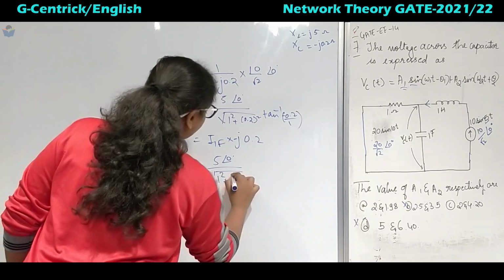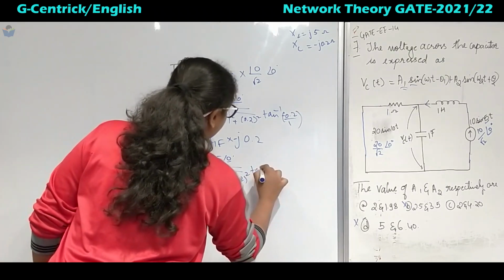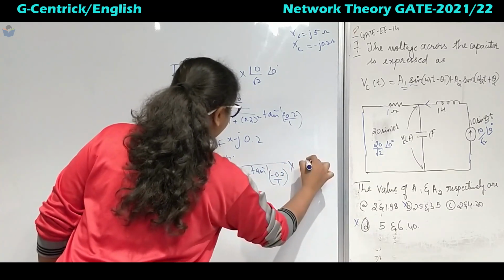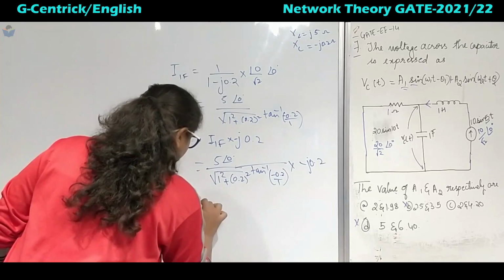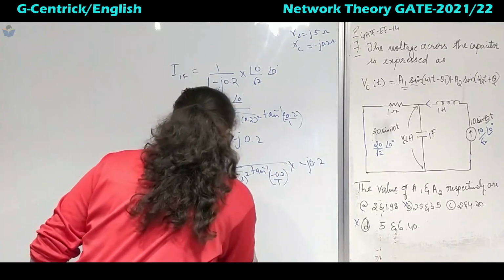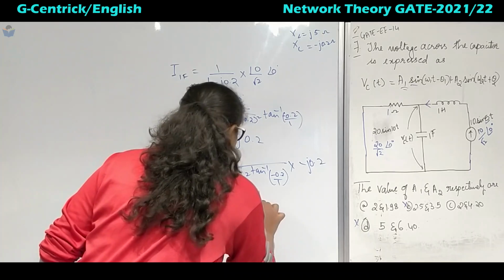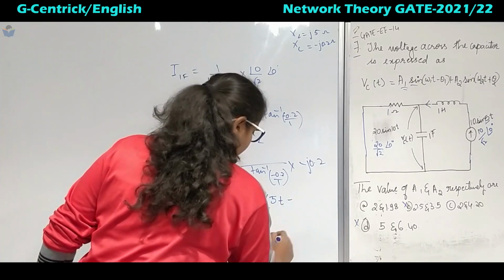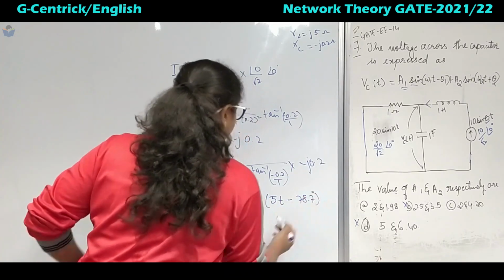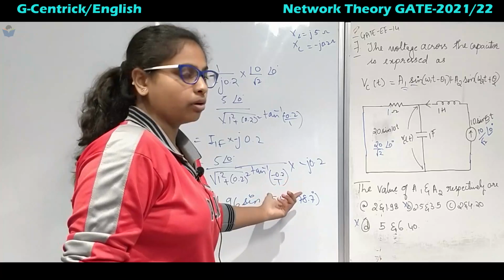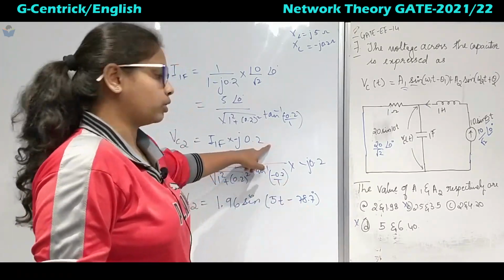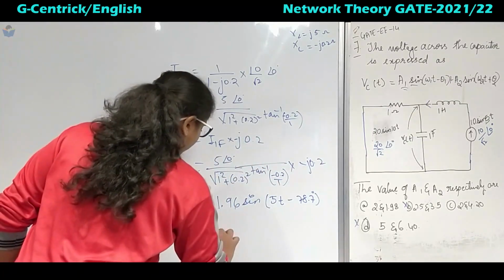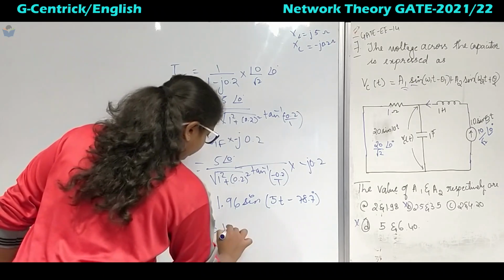So this is root of 1 square plus 0.2 whole square, so tan inverse, okay, and this is into minus j0.2. So this VC2 you will get as approximately 1.96 sin(5t minus 78.7 degree). You can calculate the angle with the help of a calculator. Take it to the numerator from the denominator, it will become minus. So approximately we got VC2 as 1.96.